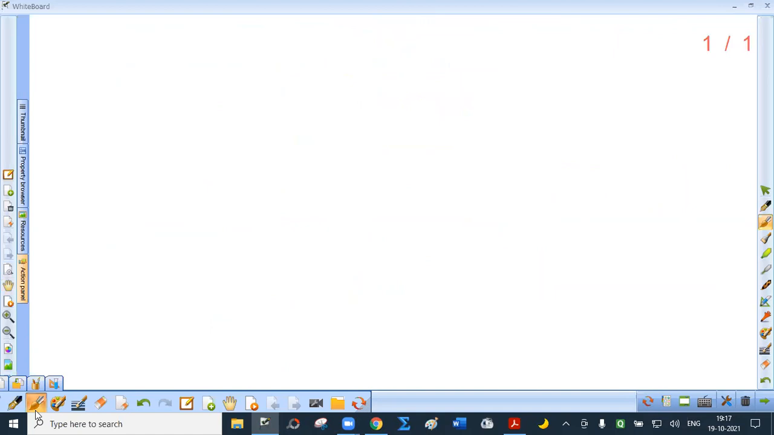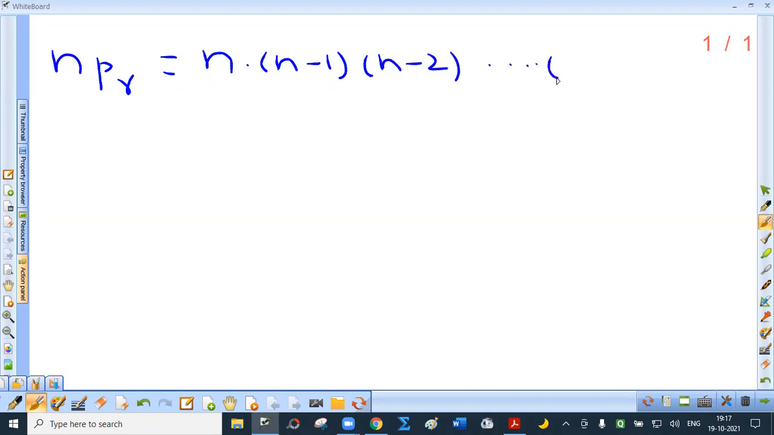Our aim is to arrange n things taken r at a time. So the objects to be arranged, that number is r. First object can be arranged in how many ways? n ways. Because for n objects, n places are there. First object has a wide choice. It can occupy any of the n places. Second object, n minus 1 ways. Third object, n minus 2 ways. So last object in how many ways? n minus r plus 1 ways.